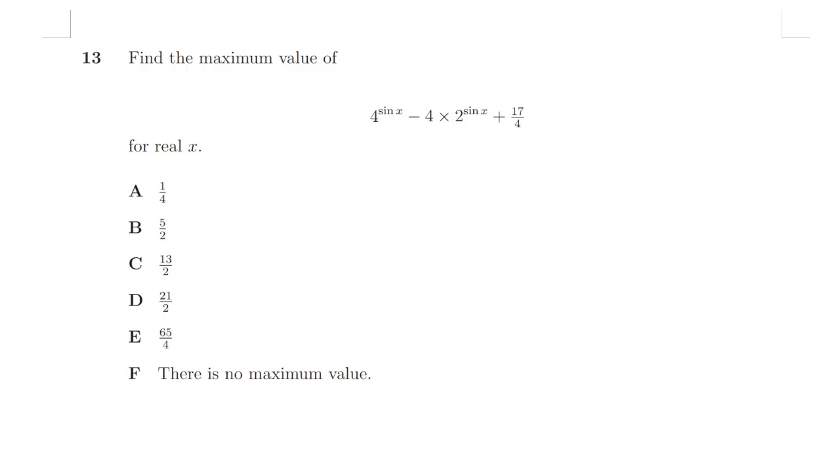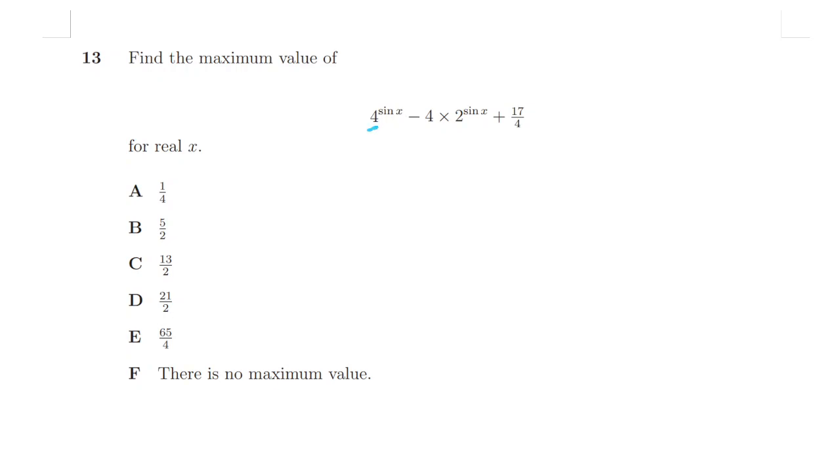Okay, question 13. Find the maximum value of 4 to the power sine x minus 4 times 2 to the sine x plus 17 over 4 for real x. Okay, so if you've done lots of these TMUA questions, you probably realize what you should do straight away, right? Because this is a quadratic. Why is it a quadratic?